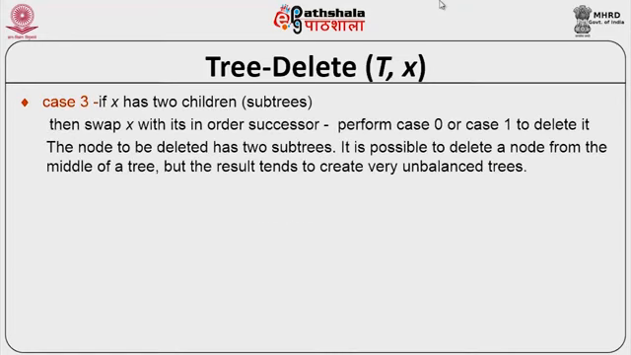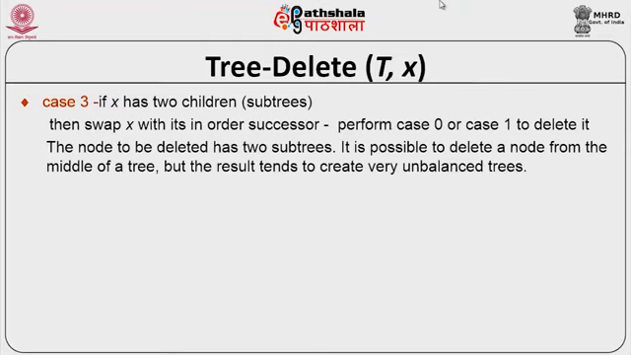Then you have case 3, it has 2 children. Then what you have to do is swap x or replace x with the in-order successor. We are coming back to the successor. When you do that, you will end up with the case of either 0 children or 1 child. The in-order successor can never have a left child, as I told you, so it can have a maximum of only one right child. So, both are the simple cases.